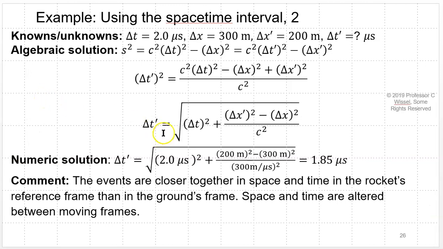Delta t prime will equal the square root of the quantity delta t squared plus delta x prime squared minus delta x squared, over c squared. Now we can plug the numbers in. So we have delta t equals 2 microseconds. Delta x prime is 200 meters. Delta x is 300 meters. And we're going to write c in terms of meters per microsecond. So it's 300 meters per microsecond. When you do the calculation, you end up with 1.85 microseconds. The events are closer together in space and time in the rocket's reference frame than the ground's reference frame. Space and time are altered between moving frames.